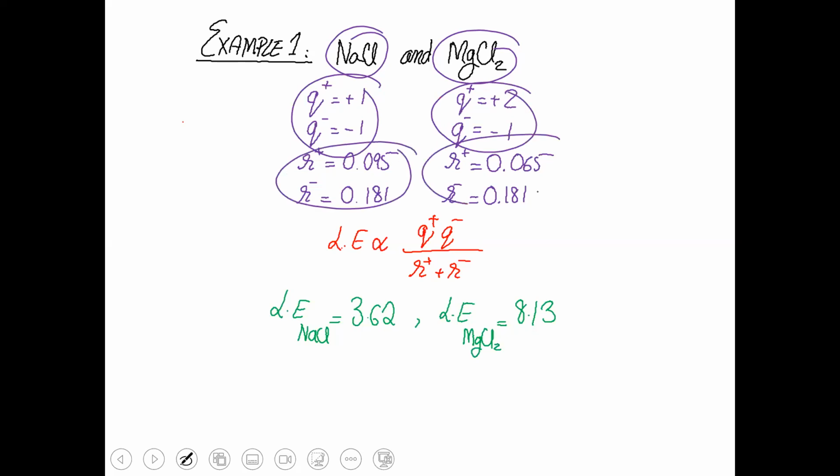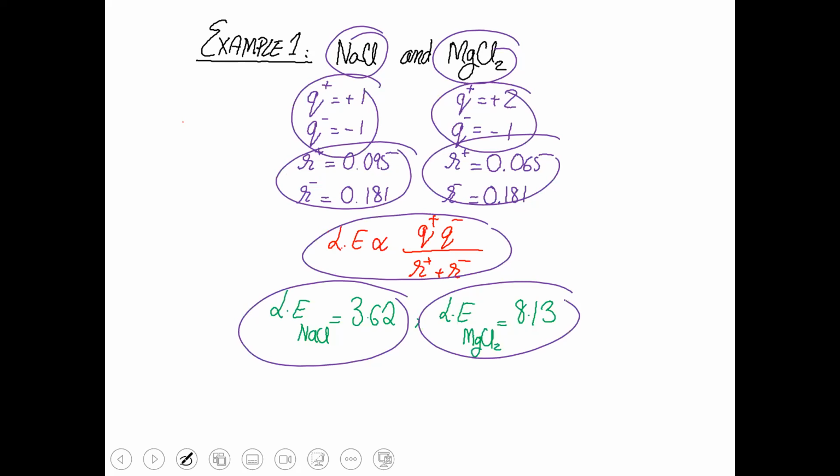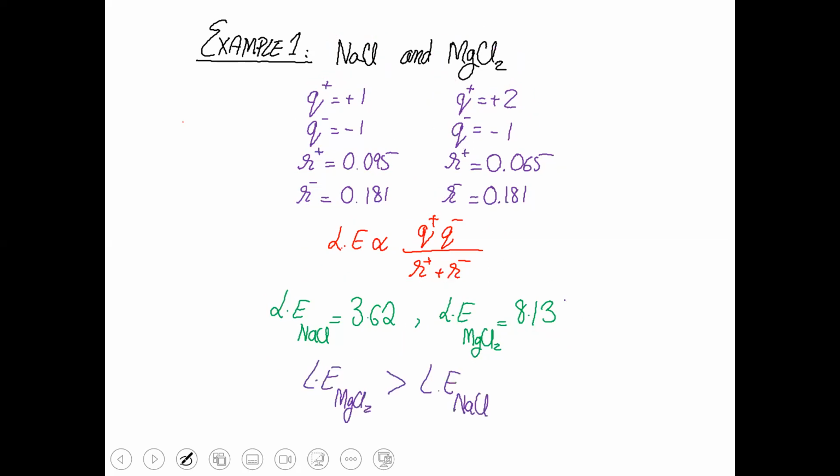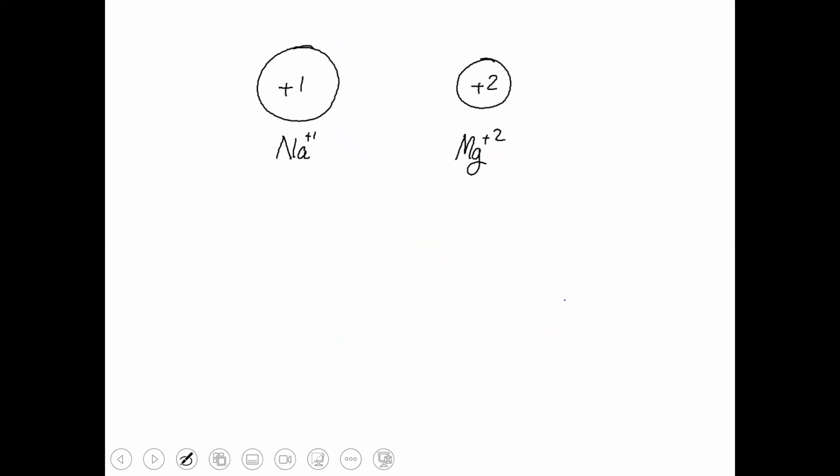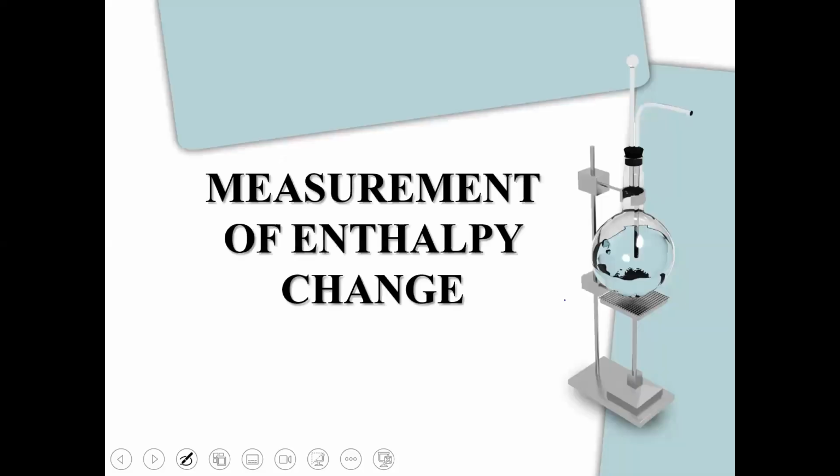The ionic radii are given. So, when you put them in this value, you get one value for sodium chloride and one value for magnesium chloride. For magnesium chloride, the value is much higher, which means it has a stronger ionic lattice. In this way, we can compare ionic lattices. Sodium is +1 and bigger, while magnesium is +2 and smaller. So a small +2 ion will be more effective in this process.